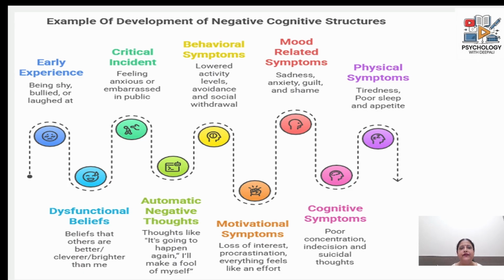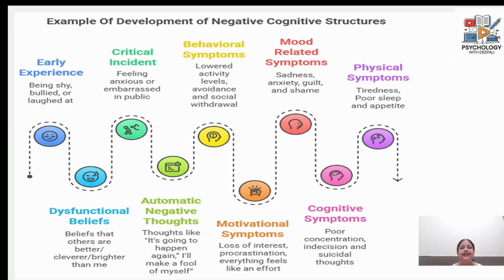For example, behaviorally, we will see symptoms like lowered activity levels. The person will stop interacting with others around him, or he may avoid others and he will withdraw socially. Motivational symptoms that we will see in this person is loss of interest. He is not interested in what is going on around him. Procrastination, he will postpone his work. So it will definitely have an impact on the work sphere. Everything which he needs to do on time he may not do, and therefore even doing some simple actions to complete his work will feel like a lot of effort for him.